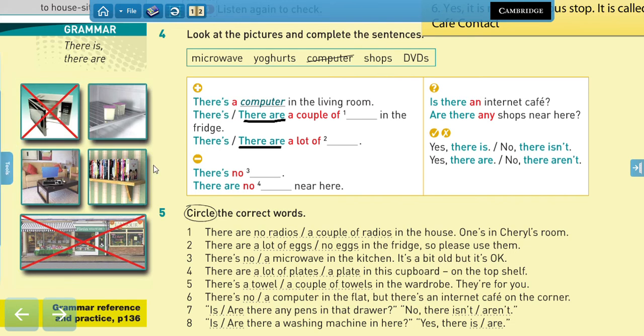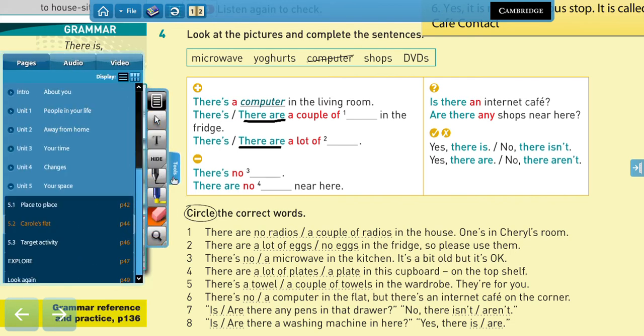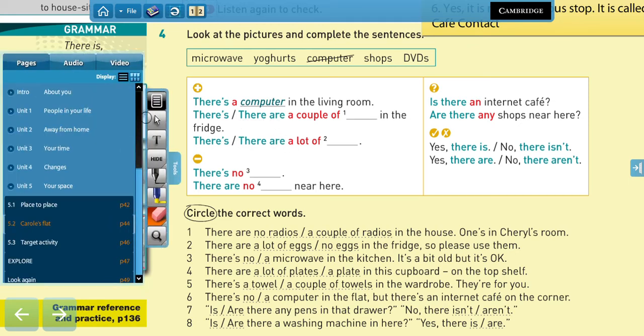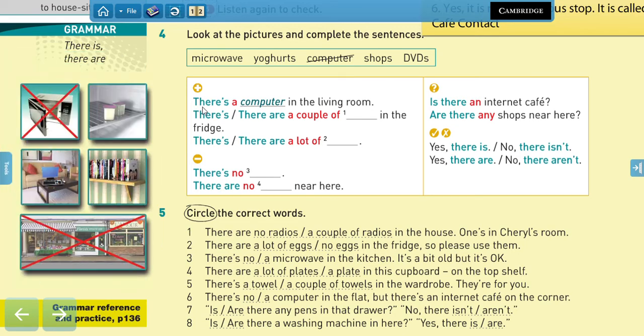So let's do that and try to complete with the words that we have in the box. So in the first case, for singular, we have there is a computer in the living room. There is a computer in the living room. So we have the word a to suggest that we are talking about one object, singular. Now, when we use the expression couple of and a lot of, yes, we're going to have an exception. So every time we use this, both options will be correct.